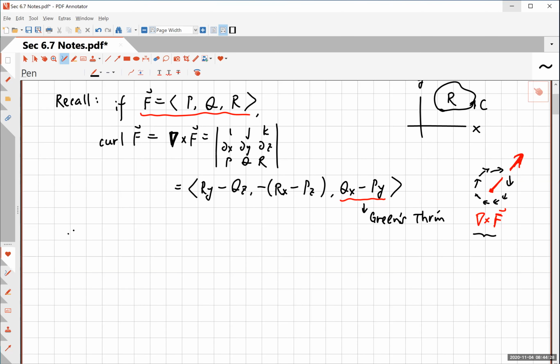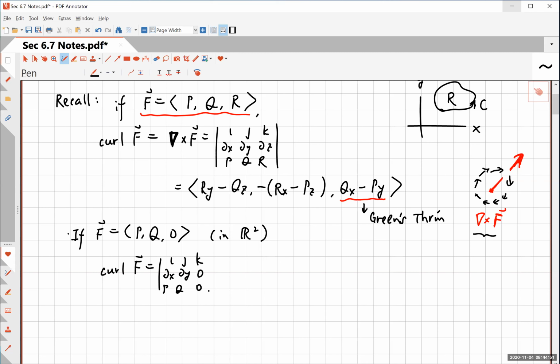All right, now if F is two-dimensional, P, Q, 0, okay, on R2, because that's the plane, then the curl of F is going to be i j k, partial x, partial y, but remember there's no partial z, so that's going to be 0, P, Q, 0 like this, and it just turns out to be 0, 0, Q_x minus P_y.